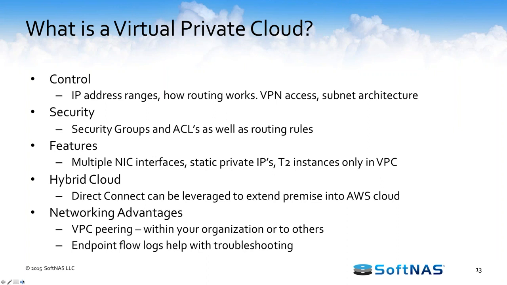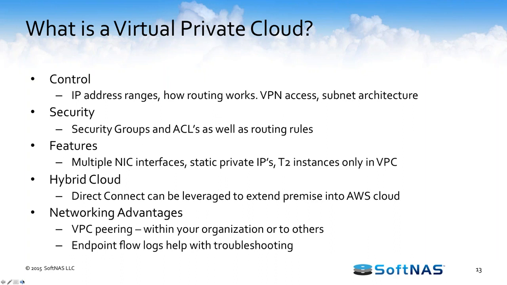It also allows features such as running multiple NIC interfaces and static private IP addresses, and some EC2 instances, such as the T2s, are only available for launch in a VPC. You can also use a VPC to create a hybrid cloud by leveraging the AWS Direct Connect service, which allows you to extend your premises into the AWS cloud over a high bandwidth, low latency connection.